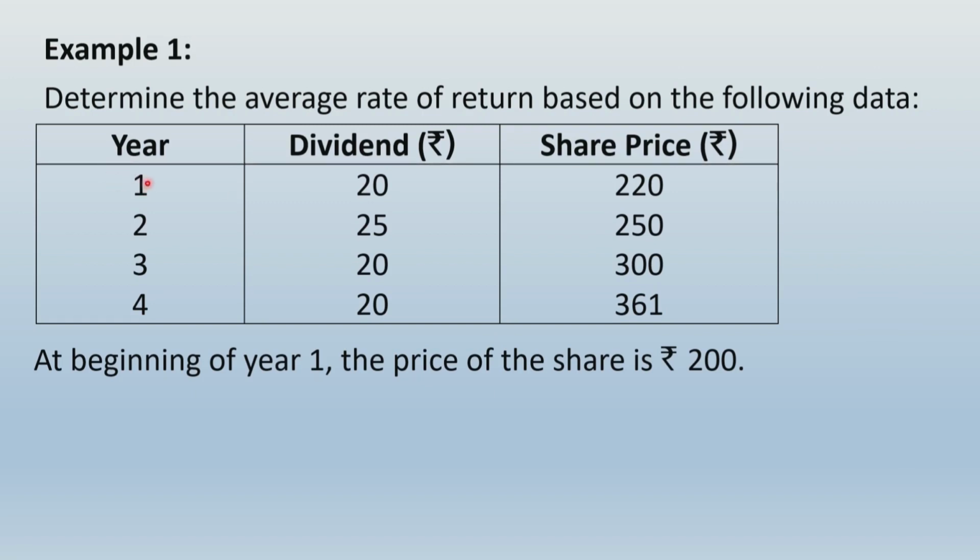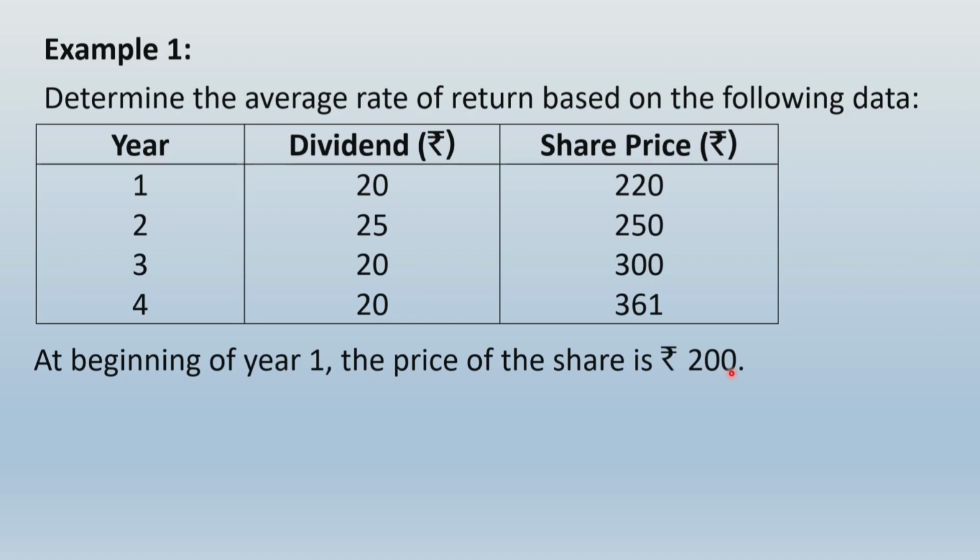So tell me one thing, by end of year 1, how much is the dividend? 20. So I will consider this as D1. What is the share price? 220. I will consider this as P1. So D1 20, P1 220. D1 plus P1 would give you 240 divided by P0, that is 200. So 240 divided by 200 will give you 1.2. From that subtract 1, you get 0.2 or 20% as rate of return for first year.